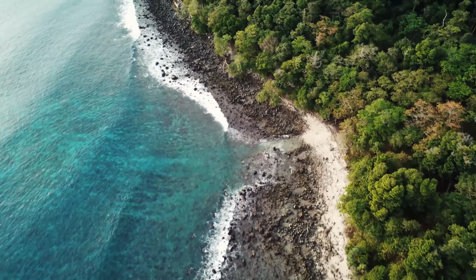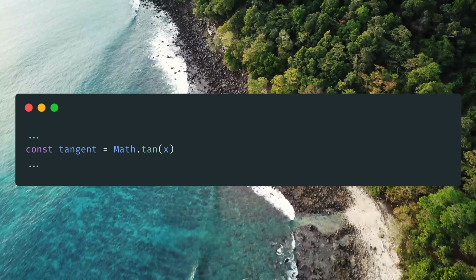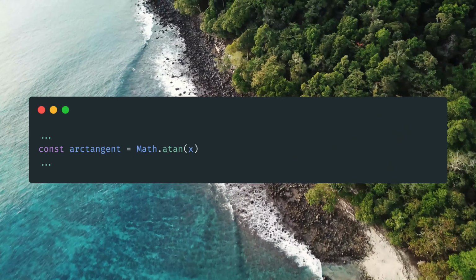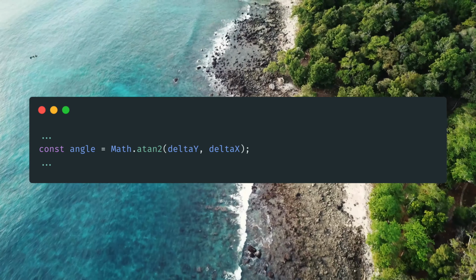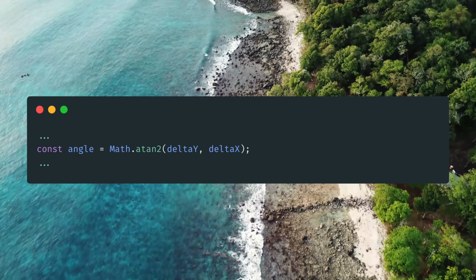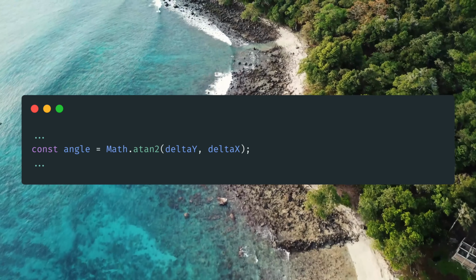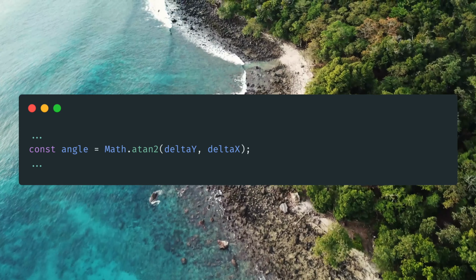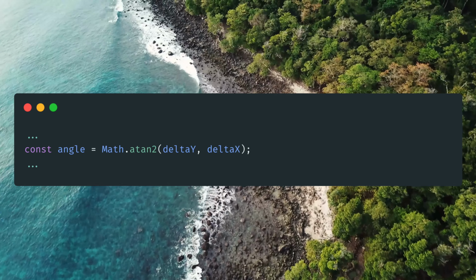First, we'll take a step back and look at where angles come from, and what the tangent function actually represents. Then we'll move on to arctangent, also known as the inverse tangent, to see why atan doesn't always give the right answer. And finally, we'll look at how atan2 fixes everything, making it the go-to function for calculating angles in any quadrant. By the end of the video, you'll know exactly when and why to use atan2, and you'll never second guess it again. So let's dive in.